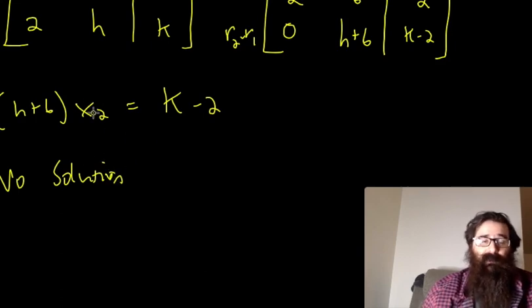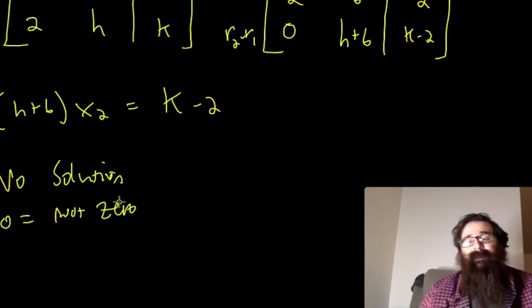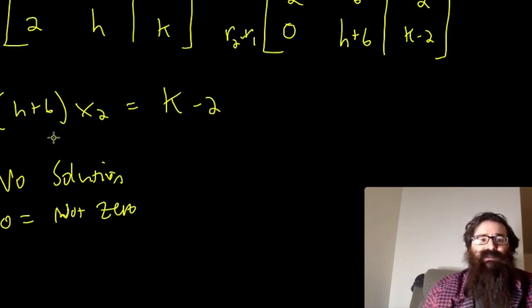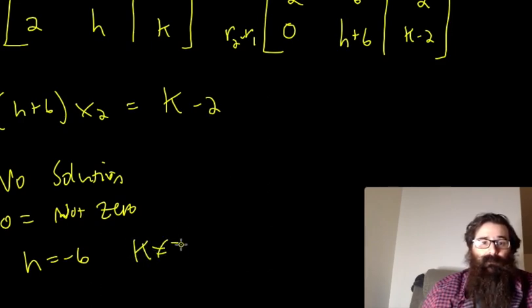No solution means I get something like 0 equals not 0. That would be my telltale that I have an inconsistent system. So in order to have no solution, I would say, well, what if h is negative 6? But then what if k does not equal 2? And in that case, I would have h is negative 6, so I get 0x2 equals non-zero. So that would be my no solution.